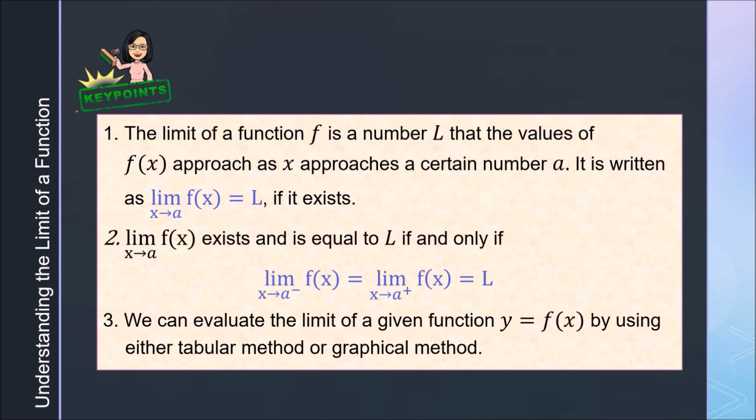Second, the limit of f of x as x approaches a exists and is equal to L if and only if the limit of f of x as x approaches a from the left is equal to the limit of f of x as x approaches a from the right, which is equal to L. Lastly, we can evaluate the limits of a given function y equals f of x by using either the tabular method or the graphical method.